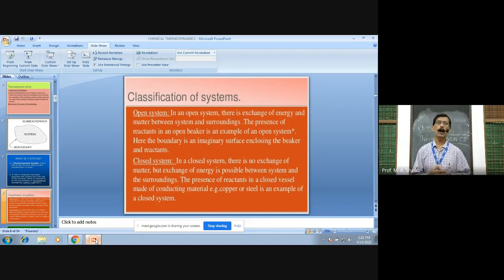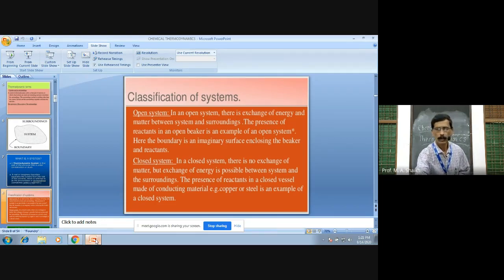What about the isolated system? The definition of an isolated system is: a system which can exchange neither energy nor matter with its surroundings is known as an isolated system.